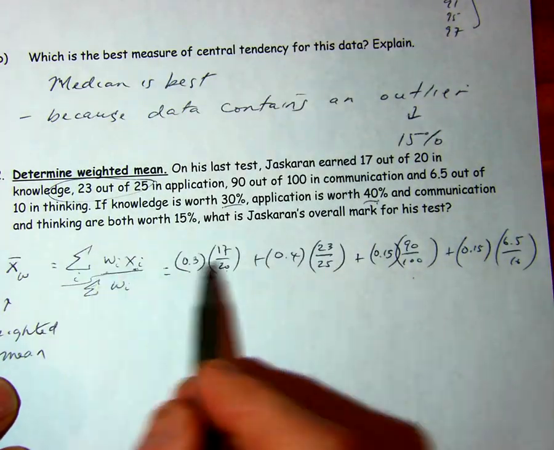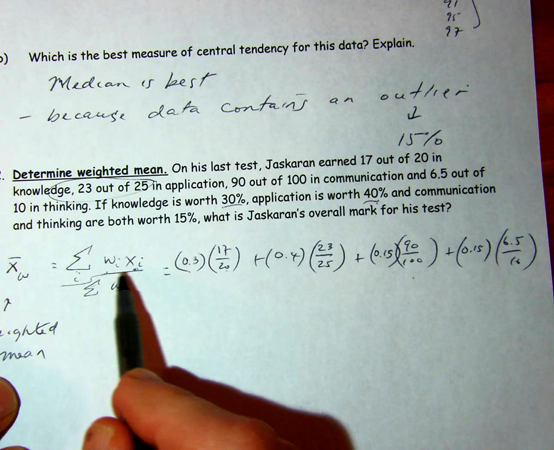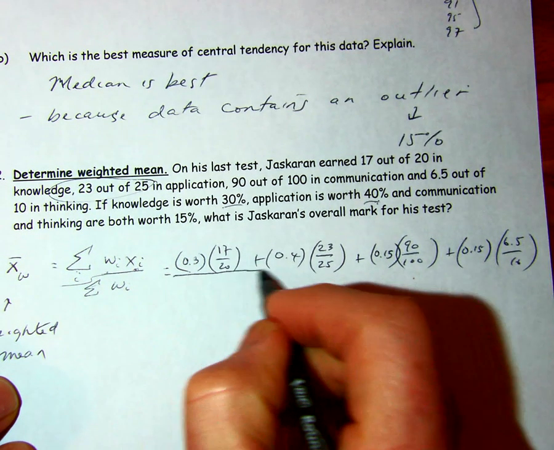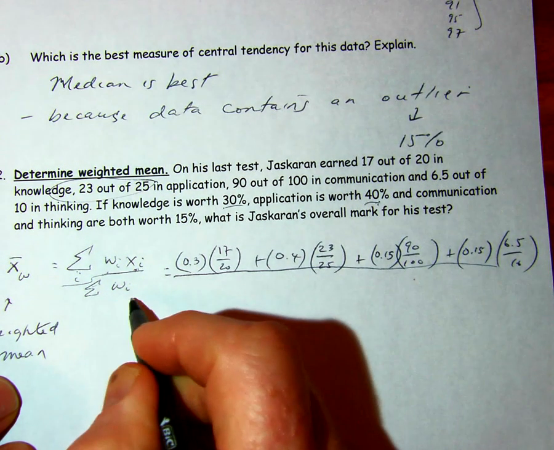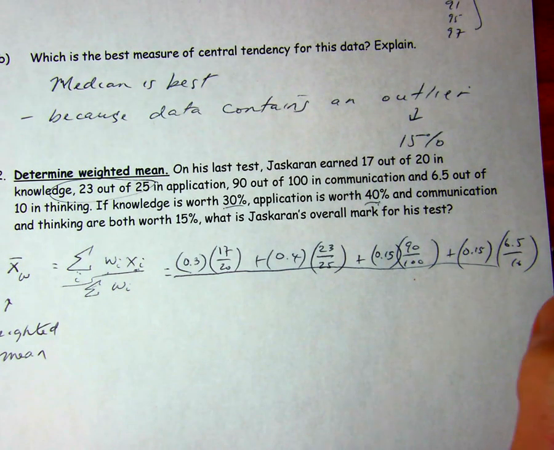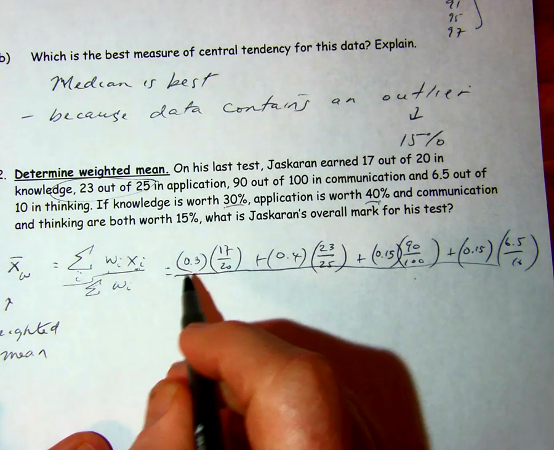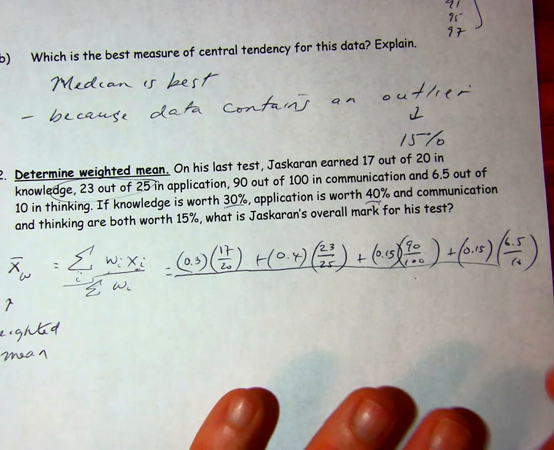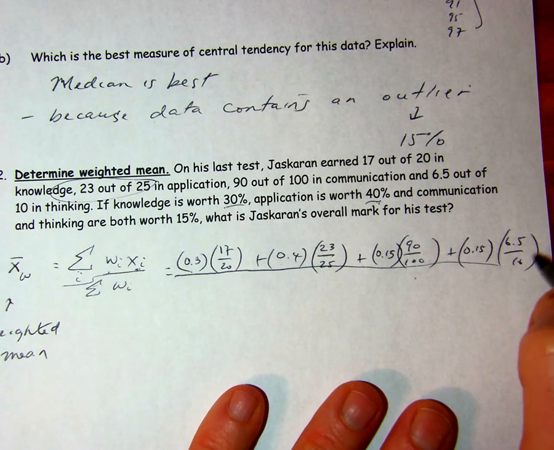Okay, so that's that. It's a sum. That's why that's the symbol for sum. Sum of what? All the weights times all the marks over the sum of all the weights. Now, typically, these will add up to 100%, or if you do it as decimals, it'll add up to 1. But it doesn't have to add up to 1. What was this? This was 6.5 out of 10, right?